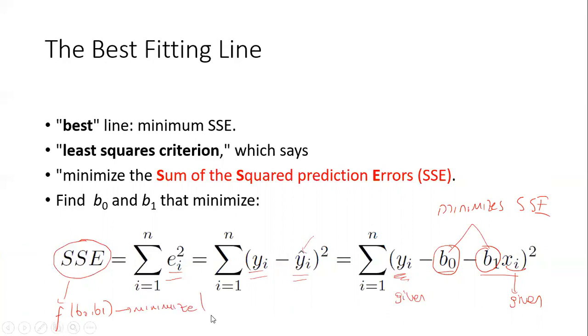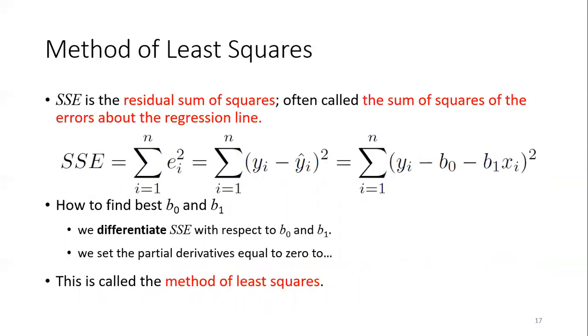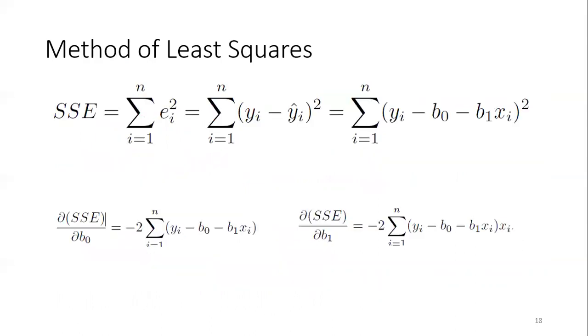How to minimize a function? So what we will do is we will just differentiate the SSE with respect to b0 and b1 and then set the partial derivatives equal to 0. Okay, so this is what we call the method of least squares. So if you just take the derivative with respect to b0 and b1, okay, this is what we have.